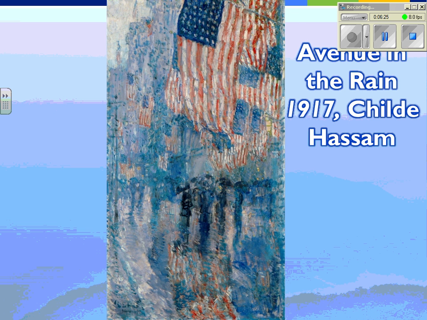This is called Avenue in the Rain, and it was painted in 1917. What's really awesome about this is it was done by an American artist named Childe Hassam. What's happening in 1917? Well, if you guessed World War I, you are correct. America's entry into World War I has just begun. And this is showing Flag Day, June, in the rain in New York City.